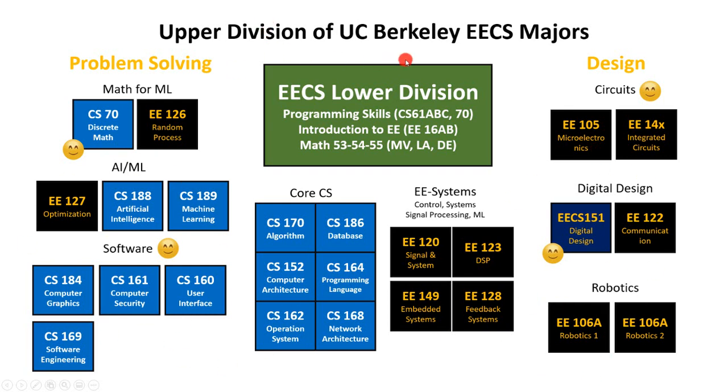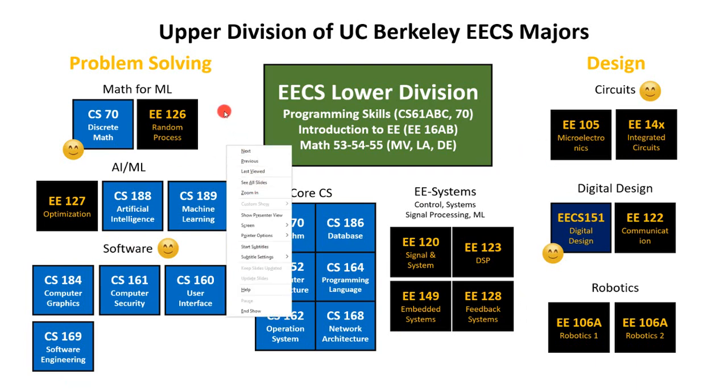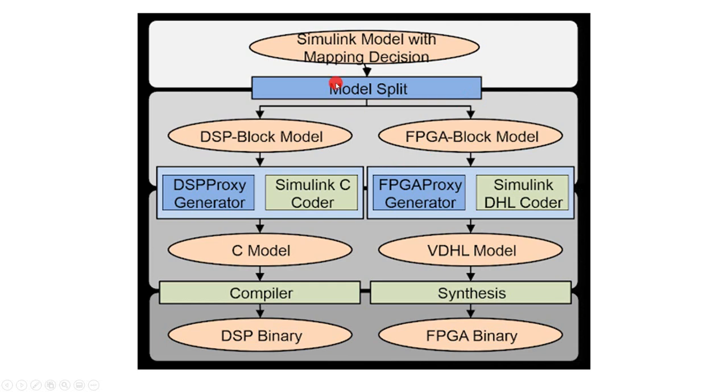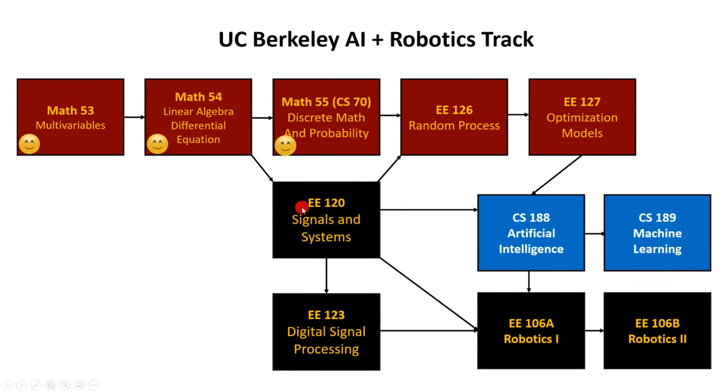So basically, Berkeley's EECS is an all-you-can-eat buffet style, so you need to pick the right courses for yourself so that you are able to handle both the language point of view and the system point of view. For AI specifically, you need to finish multivariable, differential equations, discrete math and probability, random processes, and optimization models. And from the EE side, you need to finish signals and systems, DSP, robotics 1 and 2, and also computer science, artificial intelligence, and machine learning.